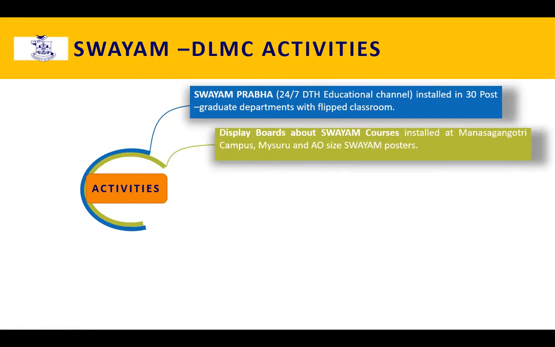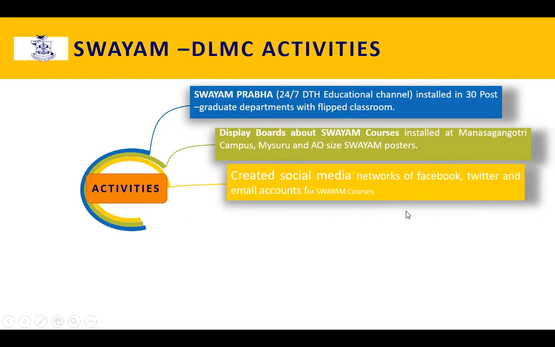One interesting thing as far as University Grants Commission is concerned: in 2019 they printed A0 size Swayam posters and circulated them across the entire country. Wherever there is a major education institution, you can see the A0 size Swayam poster on the wall board or display board, creating awareness of the Swayam courses and why they are important. We also have separate social media, such as Facebook, Twitter, and whatever else is current.